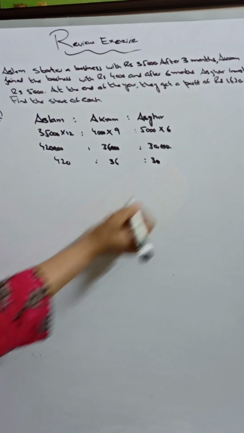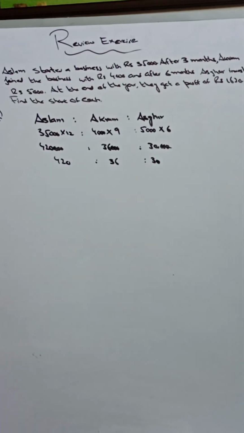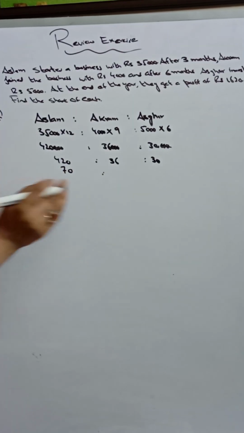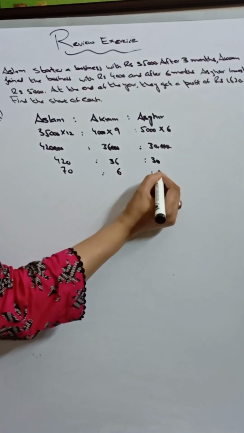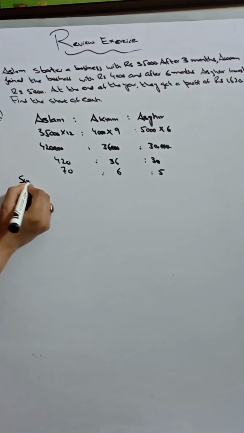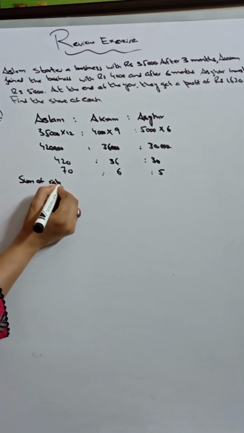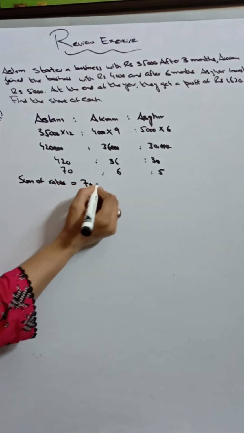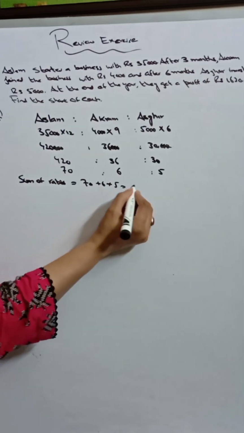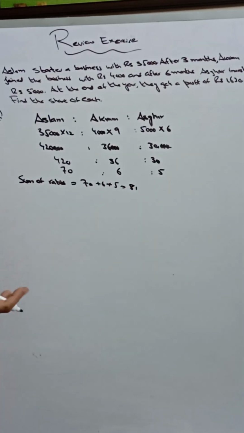All right. We need that number which divides all the digits. So 6 sevens are 42, 70. 6 70s are 420. All right. 6 is 36 and 6 5s are 30. Now this is not further divisible. So sum of ratios will be 70 plus 6 plus 5. 70 plus 6 is 76, plus 5 is 81. All right. Now by this method we easily calculate the share of each person.